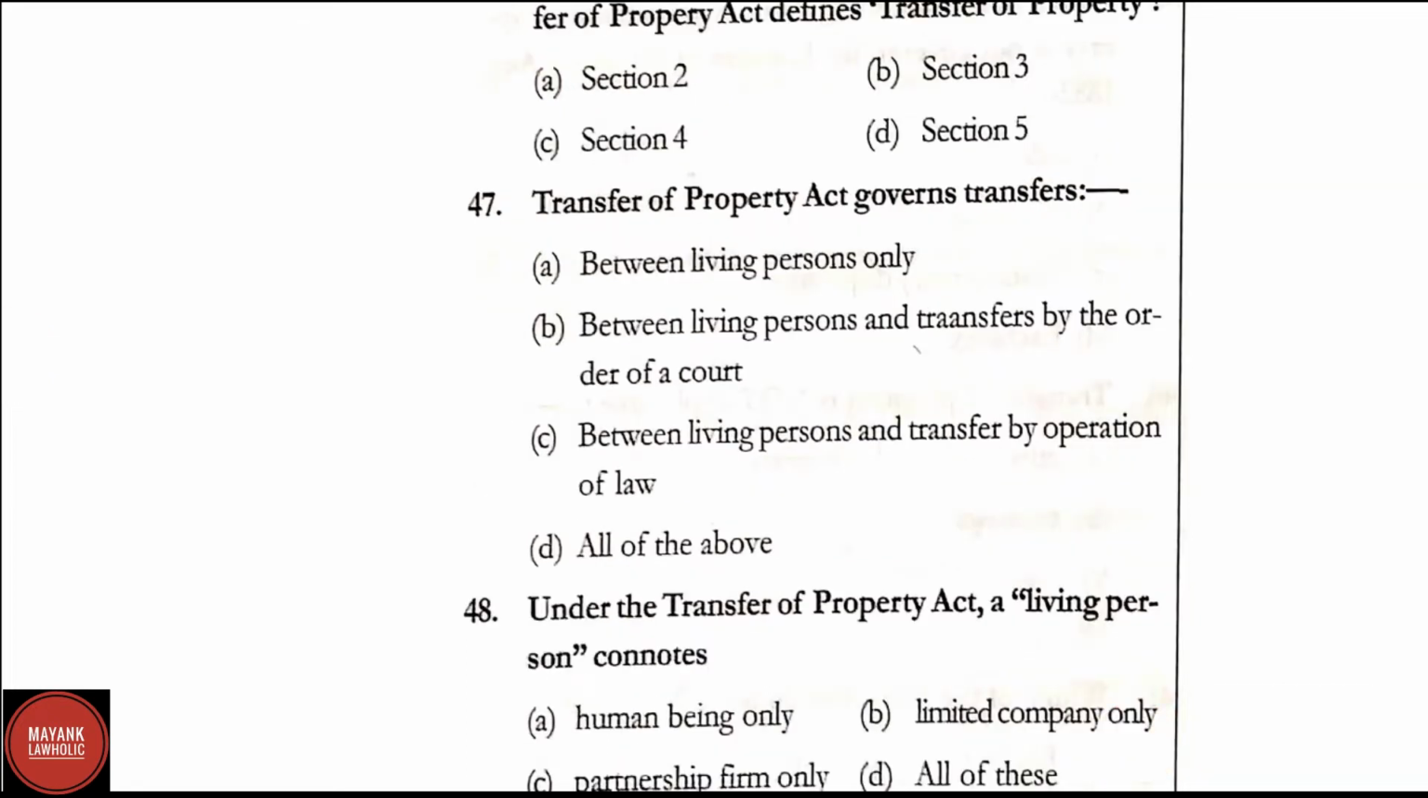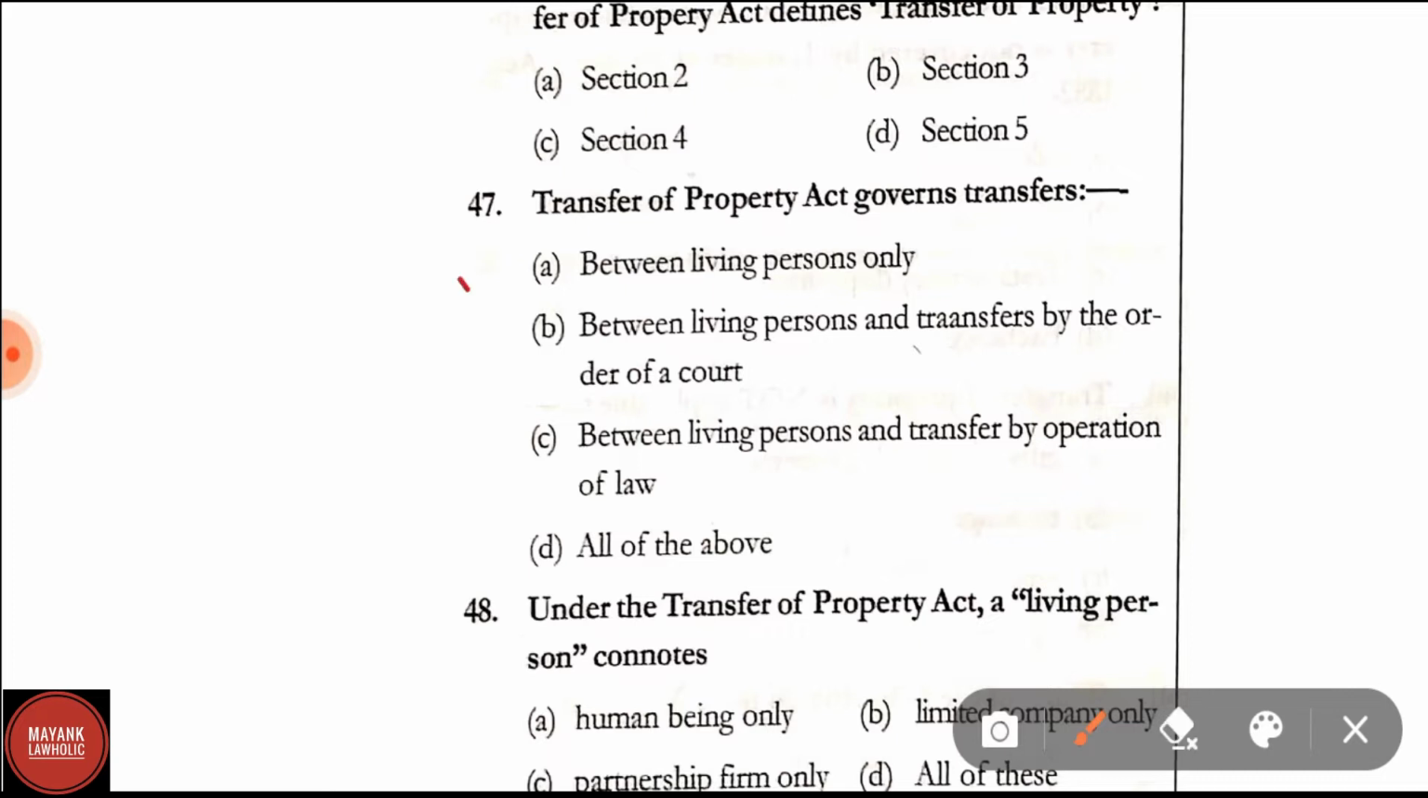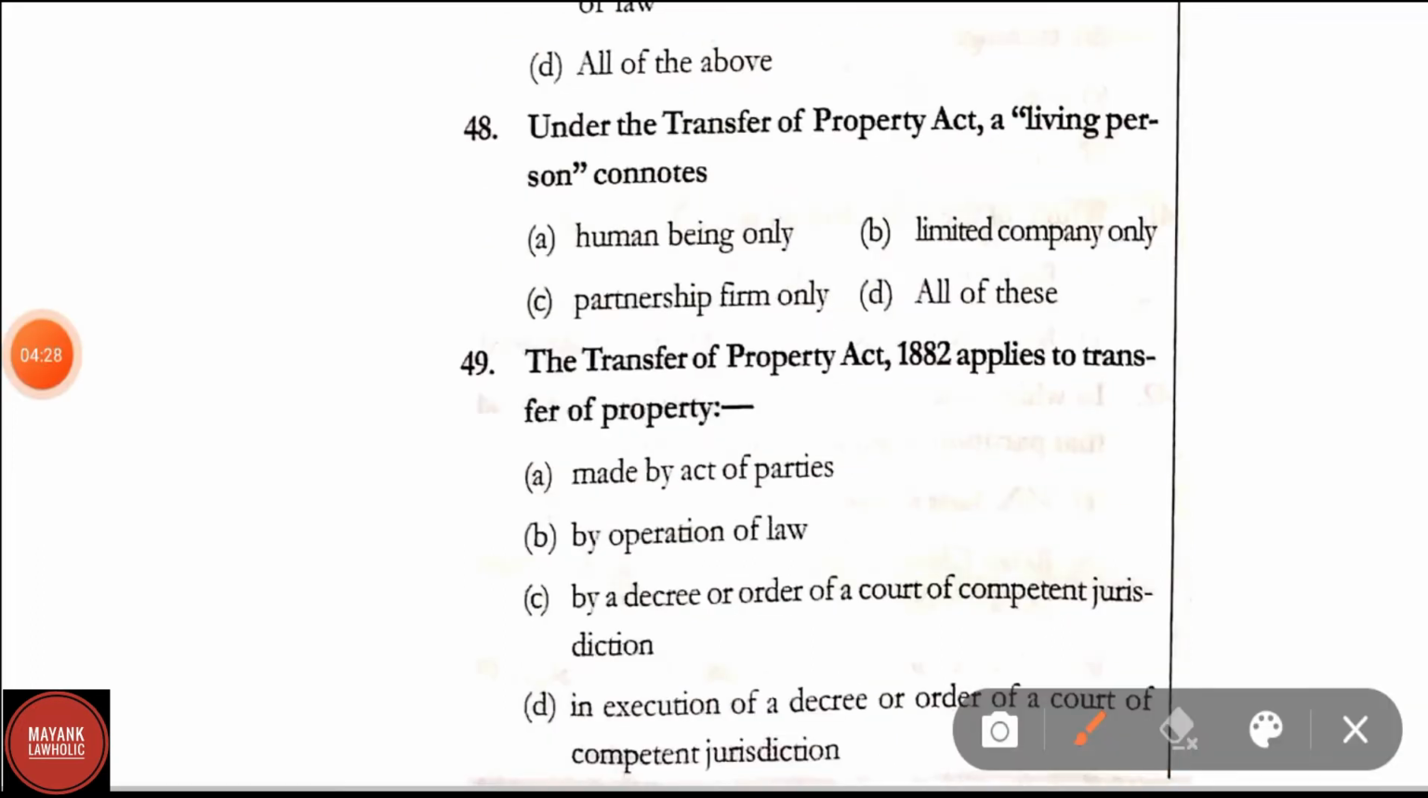Question number 47. Transfer of Property Act governs transfer between the living persons, and transfers by the order of a court, between living persons and transfer by operation of law. D, all of the above. Correct answer is option A. Transfer of Property Act governs transfers between living persons only. Question number 48. Under the Transfer of Property Act, a living person connotes human being only, limited company only, partnership firm only, all of these. Correct answer is option D, that is all of these.